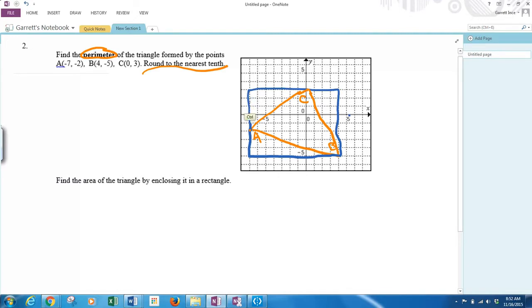So this portion is 1, 2, 3, 4, 5. I'm going to go ahead and label carefully. 1, 2, 3, 4, 5, 6, 7. 1, 2, 3, and 4. 1, 2, 3, 4, 5, 6, 7, 8. 1, 2, 3, 4, 5, 6, 7, 8, 9, 10, 11. And then finally, 1, 2, 3.